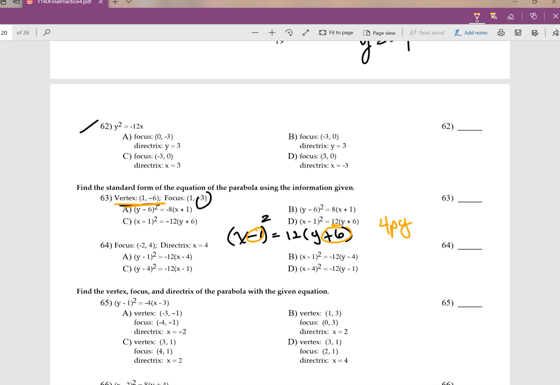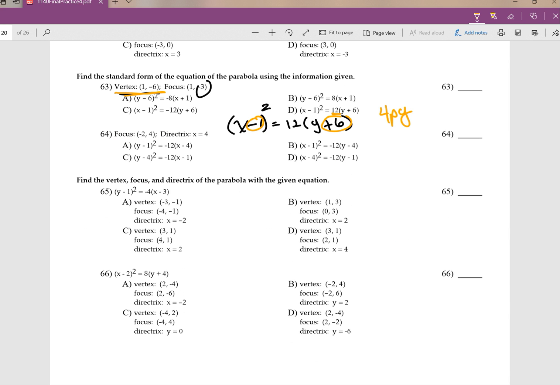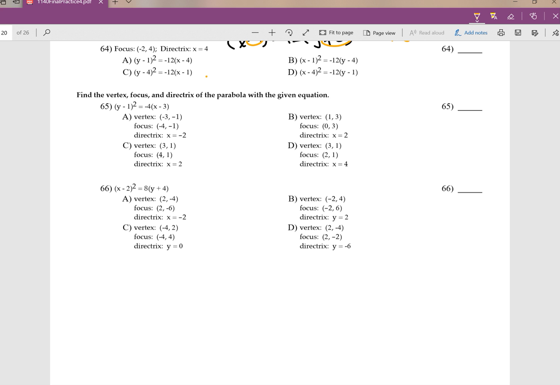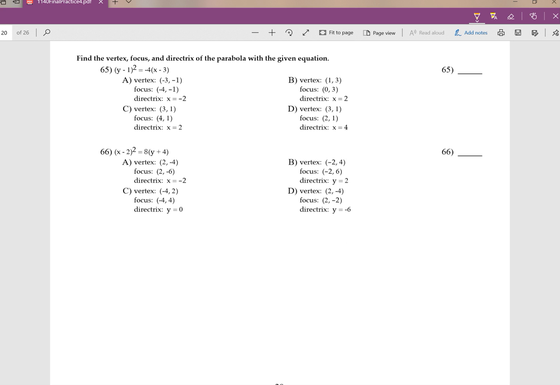Okay. I'm going to let you do this one for 64. Let's take a look at it. See if you can solve it. It's the same as 63. 65, 66, find the vertex, focus, and directrix of the parabola.